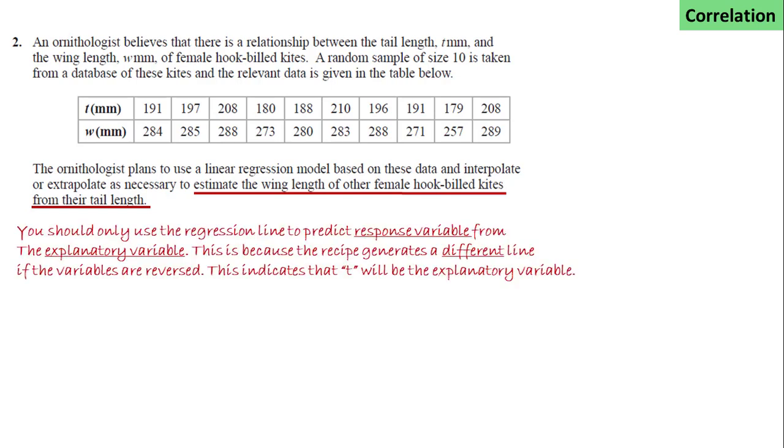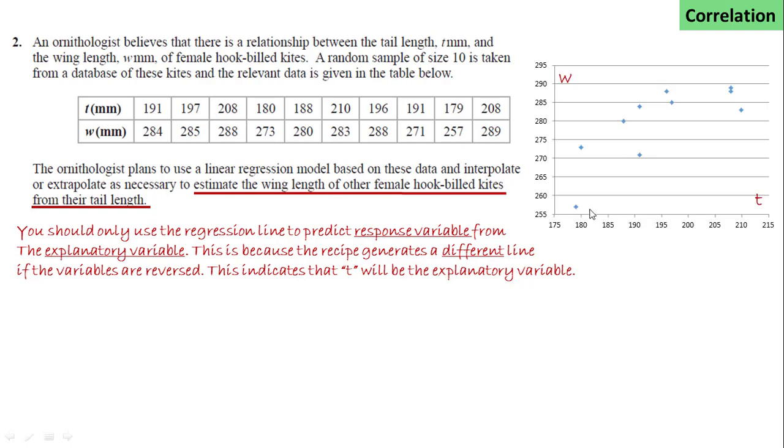So a first point to notice is that when you're using a regression line, you should only use it to predict a response variable from the explanatory variable. This is because the recipe for calculating the regression line gives you a different line if the variables are reversed. So in this instance, as we're estimating from the tail length, t is going to be the explanatory variable. This means t is going to go across the x-axis. So here I've plotted the various data points and I've drawn in an estimate.